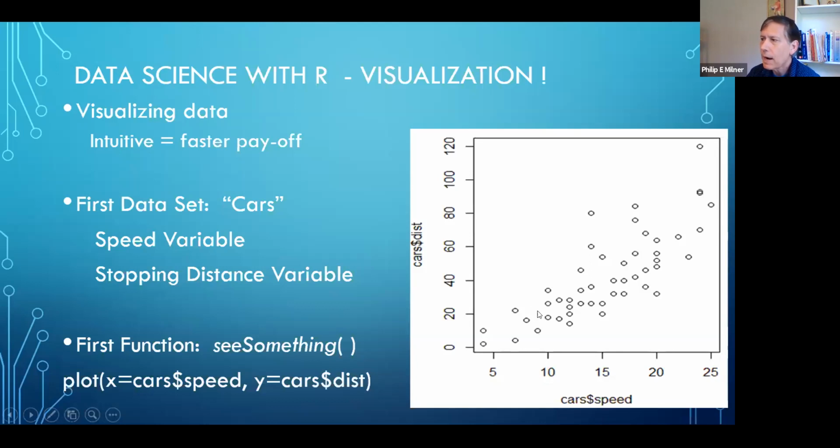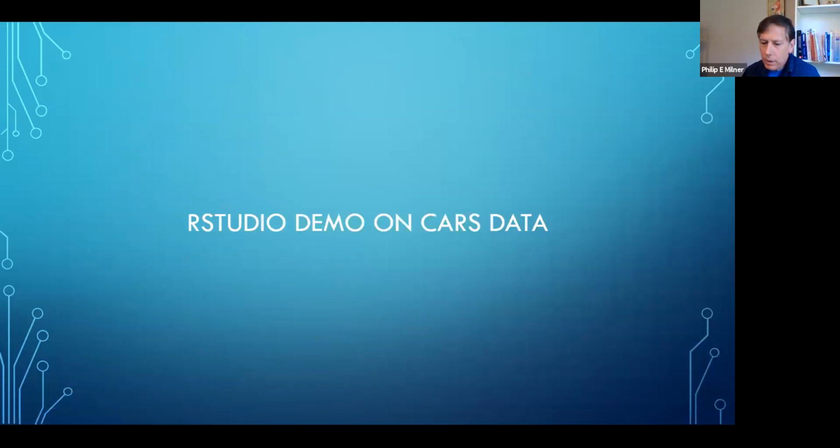So we look at this graph and we say, well, these points really don't look random. It looks like there's something going on here. It looks like as we move to the right, speed goes up, distance goes up. Move to the right, speed goes up, distance goes up. So we already have an intuition about what's going on here. Now we're going to hop over to RStudio and actually do this stuff.